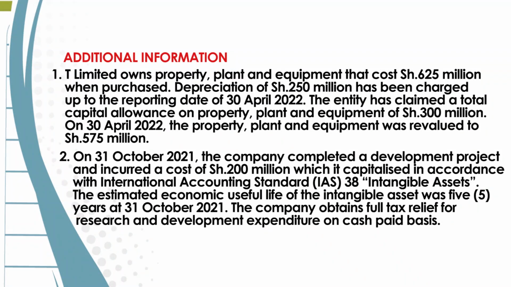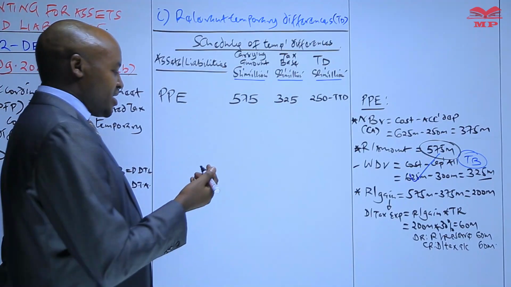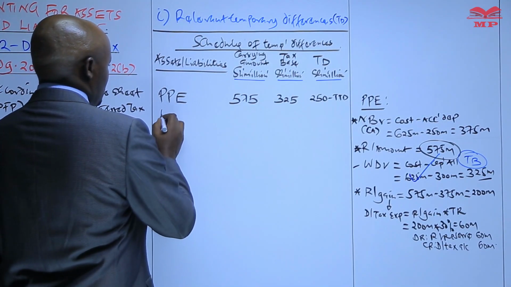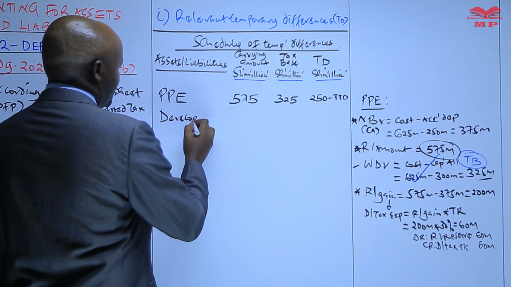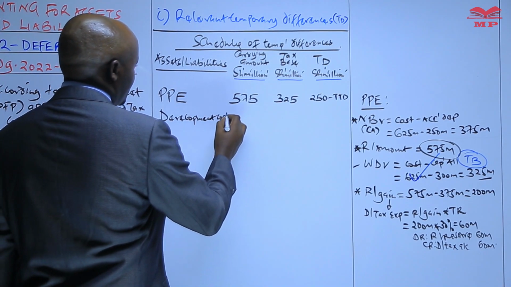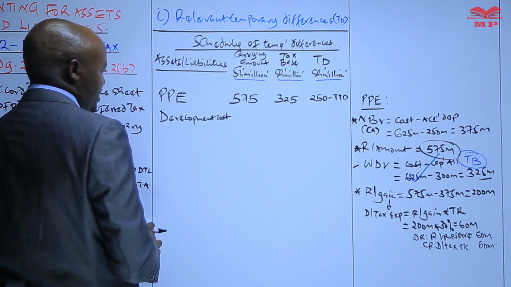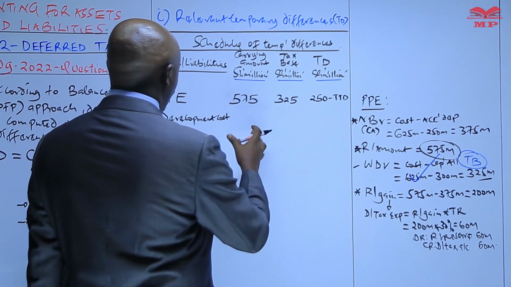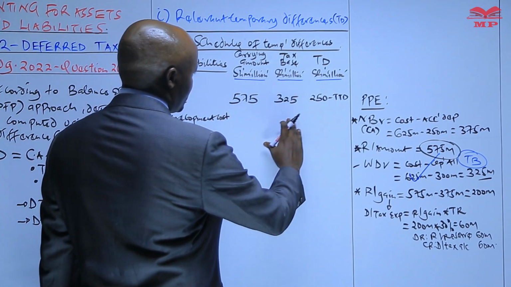And in point number 2, we are given information about the development project which was undertaken by this company, where we are told the company incurred a cost of 200 million and capitalized that cost in accordance with IAS 38. So anytime the company is, for example, developing a certain product and has incurred some development cost, that development cost should be capitalized. In other terms, it should be treated as an asset. Now, in this case, what we need to do is to determine the carrying amount and also the tax base.